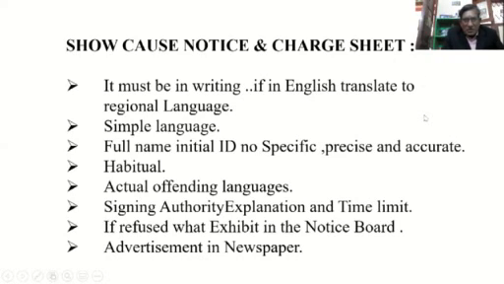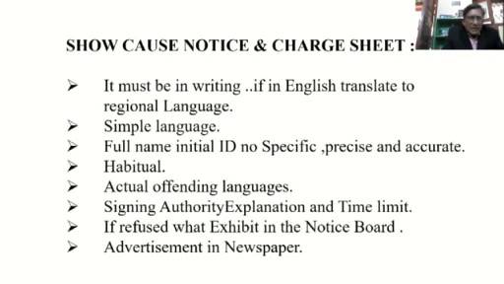Showcause notice and charge sheet. See, this is the most important area. You all read. Must be in writing. If in English, translate to the regional language. If it is in Karnataka, in Kannada. If it is in Tamil Nadu, its language, mother tongue is Tamil, in Tamil. If it is from Andhra, it must be in English.